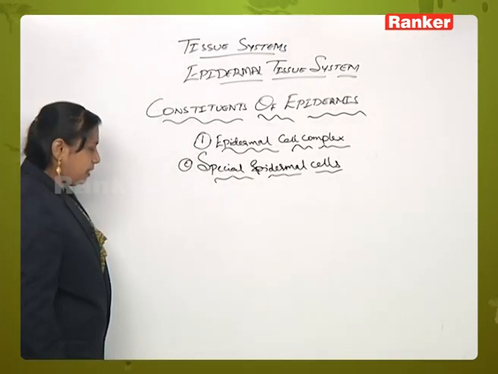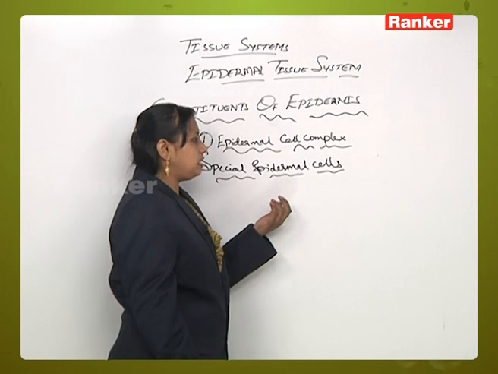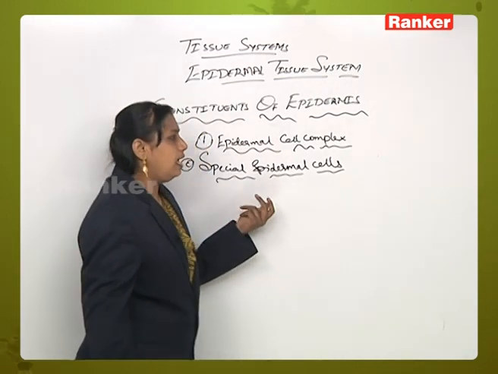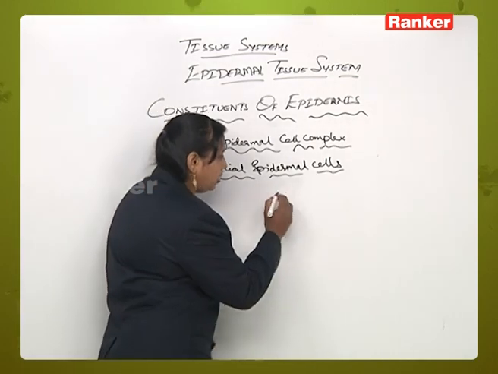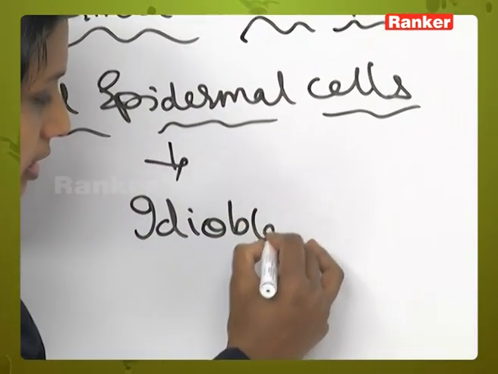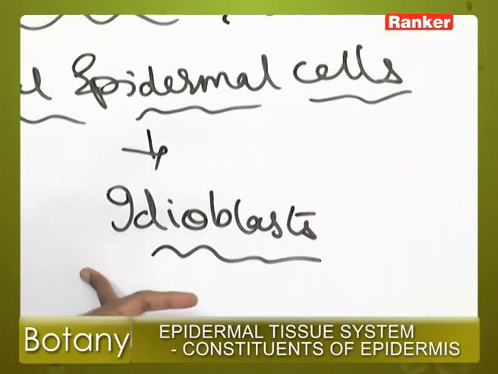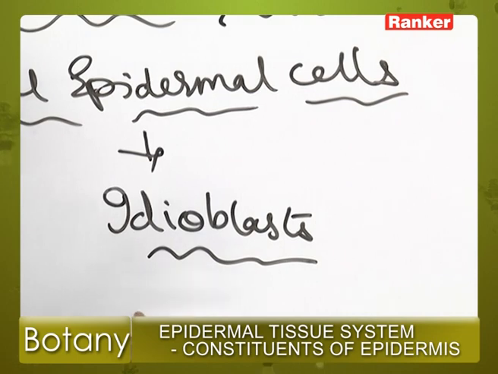Okay, in epidermis, in some epidermal cells, here and there certain materials are deposited or certain materials are included, and these differ from other epidermal cells. These are called special epidermal cells, and the other name for this is idioblast cells. These differ from other normal epidermal cells, and these cells are also known as idioblast cells.